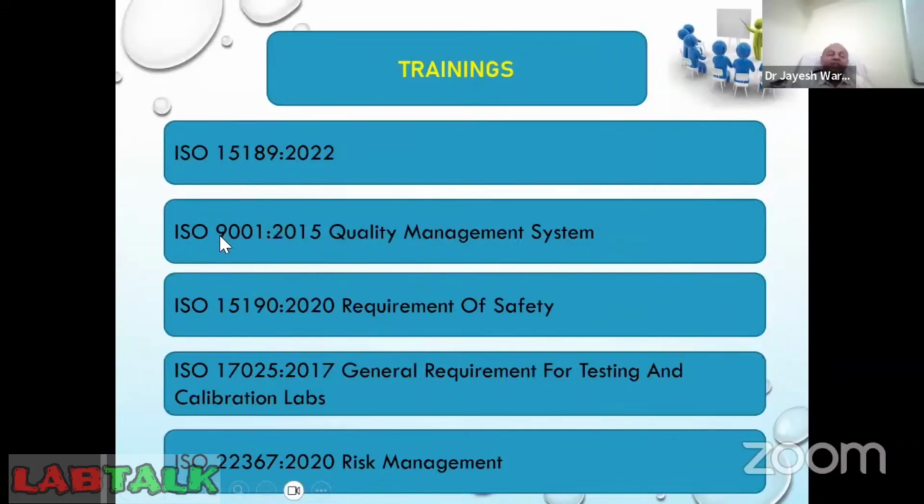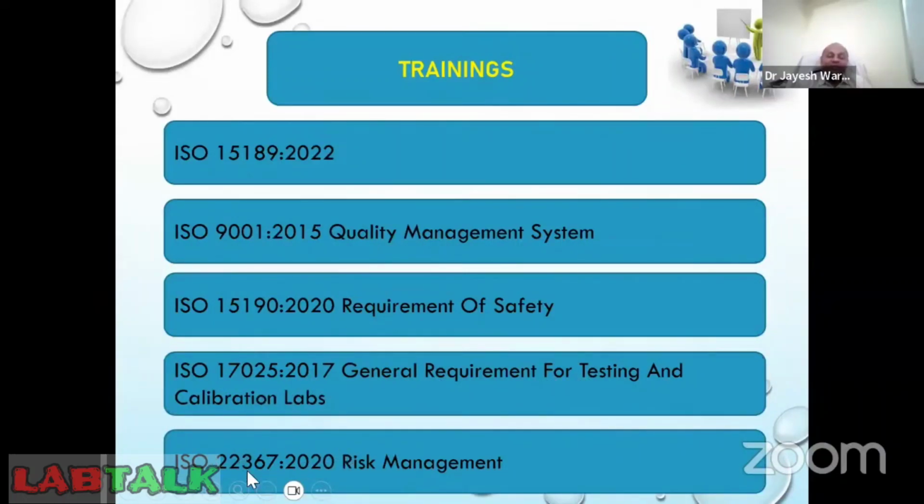You should be aware or trained in the ISO 9001:2015 document, which is with respect to the quality management system. You must be aware or trained with respect to the ISO 15190:2020 document, which is with respect to the requirements of safety in medical laboratories. You can also read the standard ISO 17025:2017, which is with respect to the general requirements for testing and calibration laboratories.